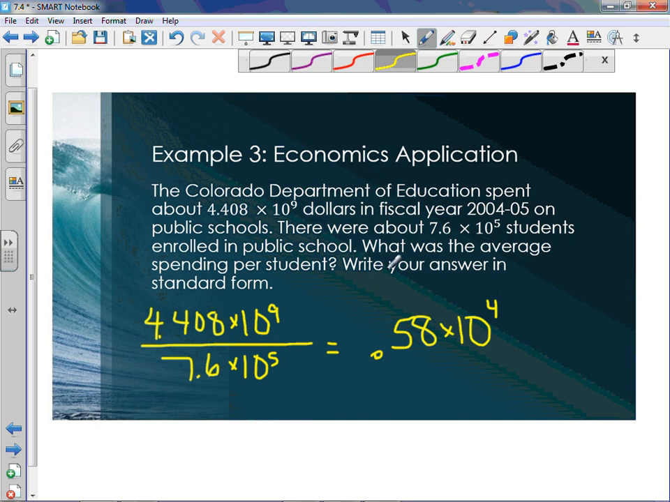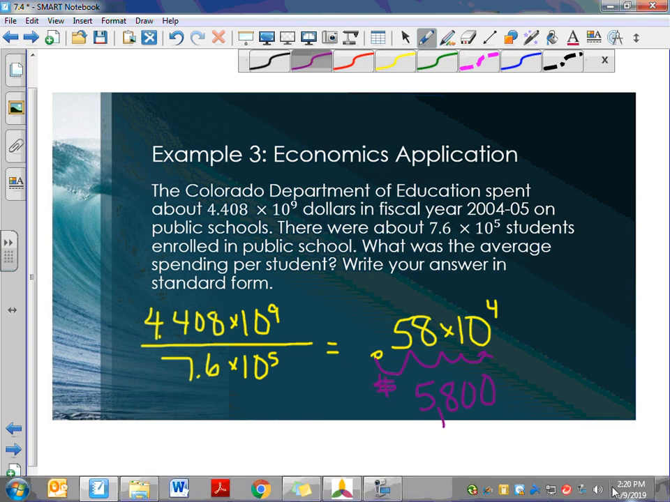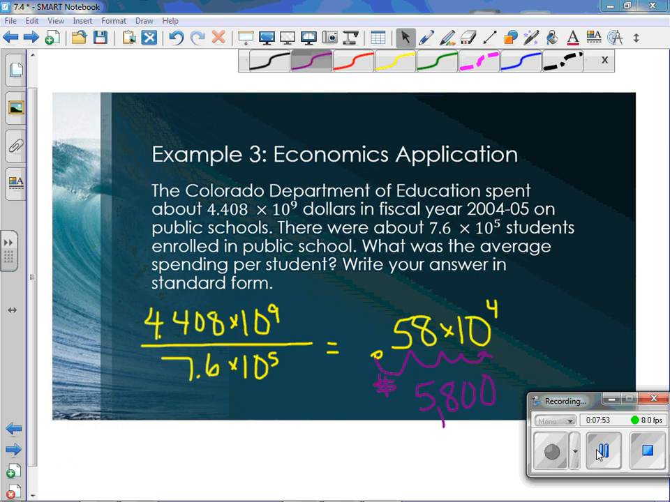That is scientific notation. Standard notation means move that decimal. So I'm going to move it 4 times. 1, 2, 3, 4. That leaves me with 2 zeros at the end. So it's 5, 8, and 2 zeros. Don't forget units. It is money per student. So that's how you do a word problem with scientific notation and division.